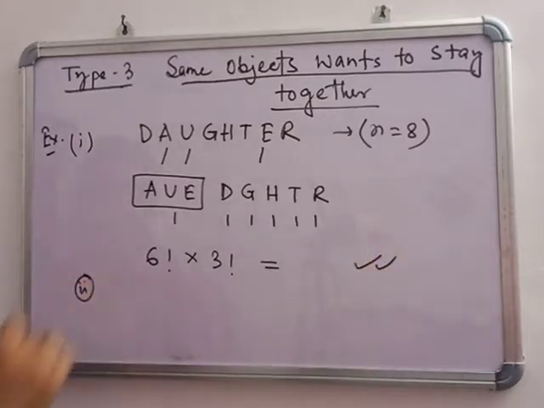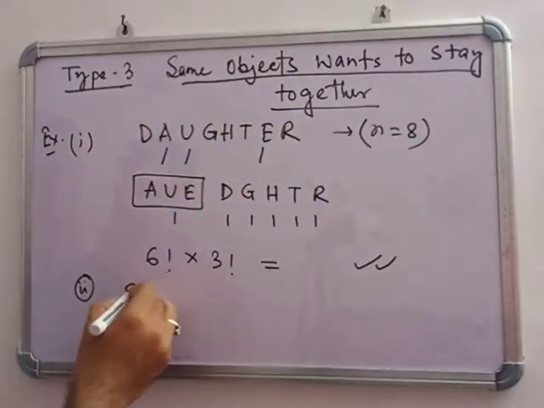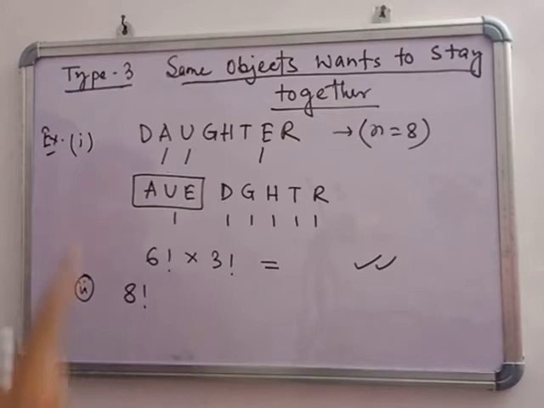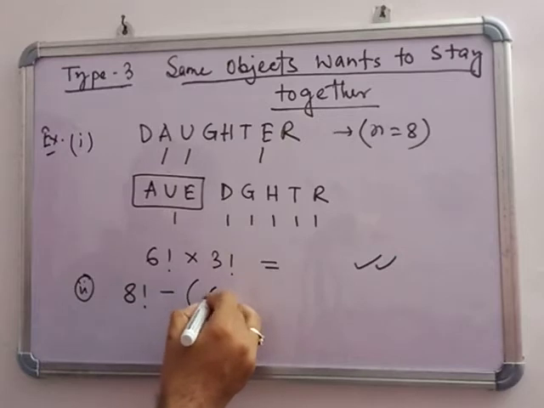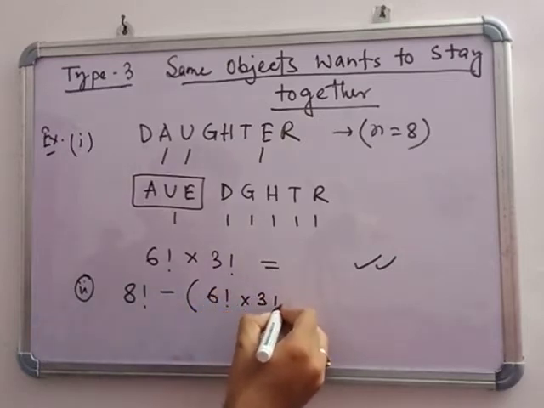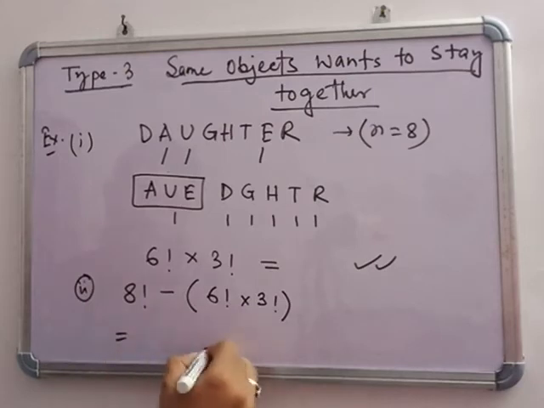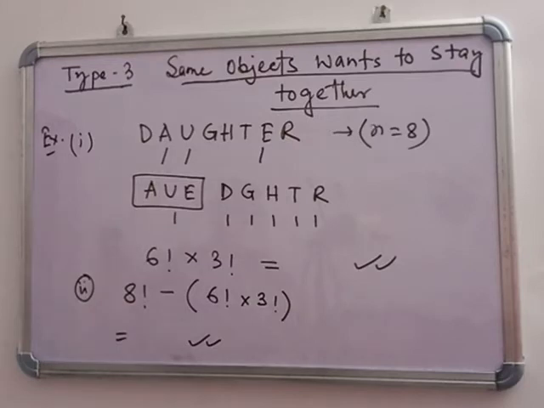Now in number 2, all vowels do not occur together. That means it can be any arrangement, so 8 factorial. But in 8 factorial, the arrangements with vowels together are already included, so you have to subtract 6 factorial into 3 factorial. So this calculation gives the values where vowels are together and vowels are not together.